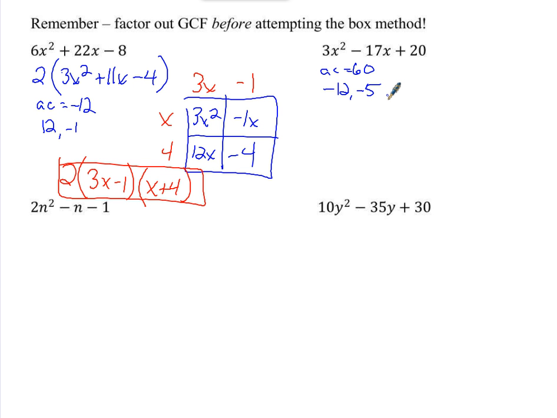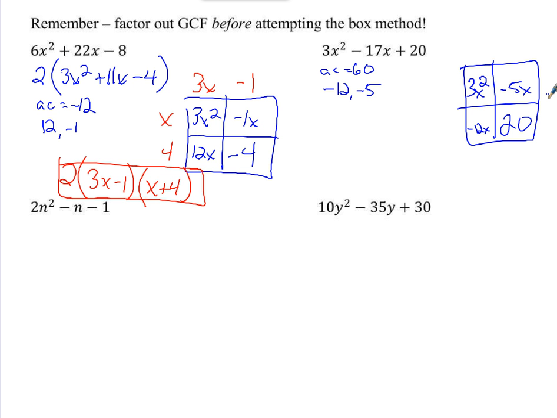So check to make sure. This is the only time you have to check to make sure that your numbers are correct so far. Once you write them down, negative 12 times negative 5 is positive 60. Negative 12 plus negative 5 is negative 17. So I'm good. Now what? Draw the box. Okay, now what? First box, first term, 3x squared. So that's 20, and then, okay, so the box is set up.